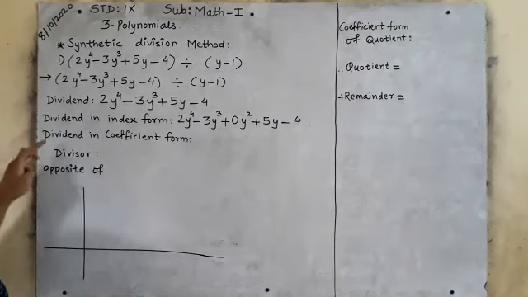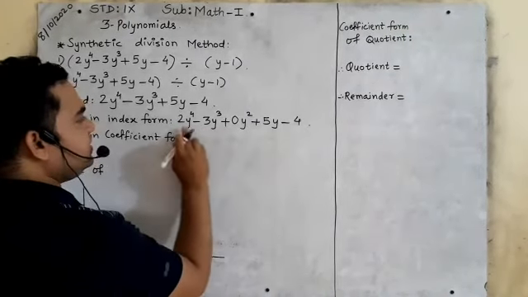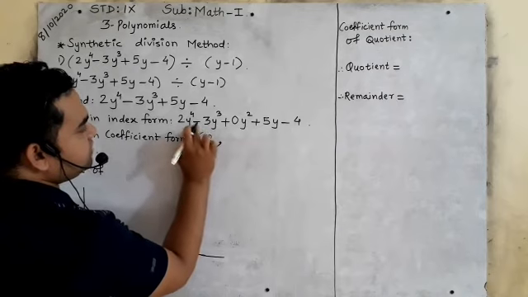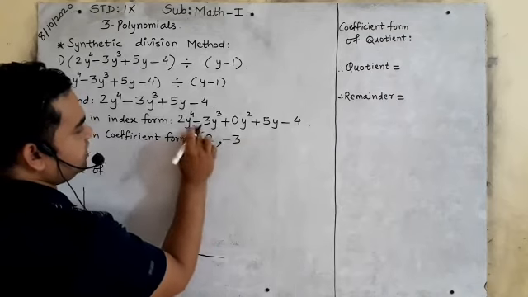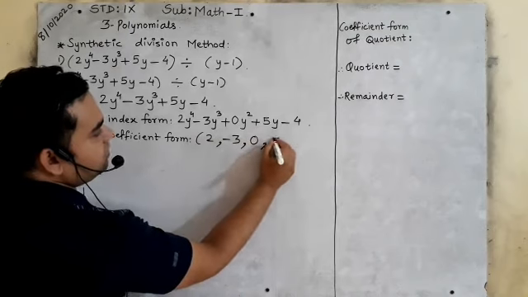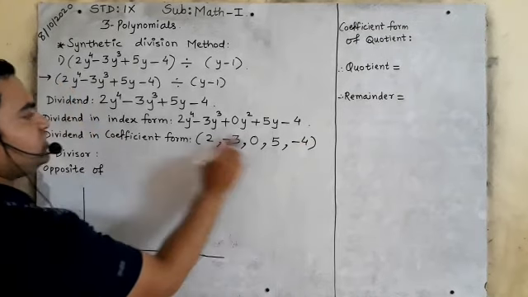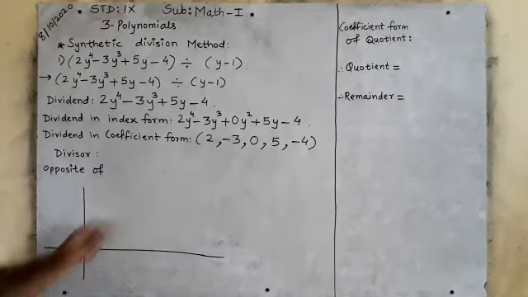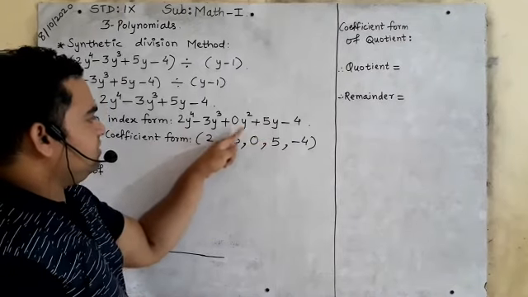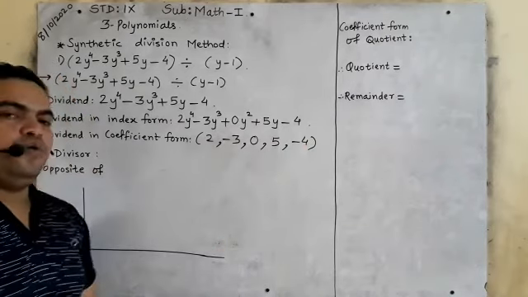Then see the dividend in coefficient form. Now we will write the coefficients of this dividend. The first number is 2. The second number is minus 3. The third number is 0. The fourth number is 5. And the last one is minus 4. So these are the coefficients of the dividend. Y is the only variable, and 2, minus 3, 0, 5 and minus 4 are the coefficients.